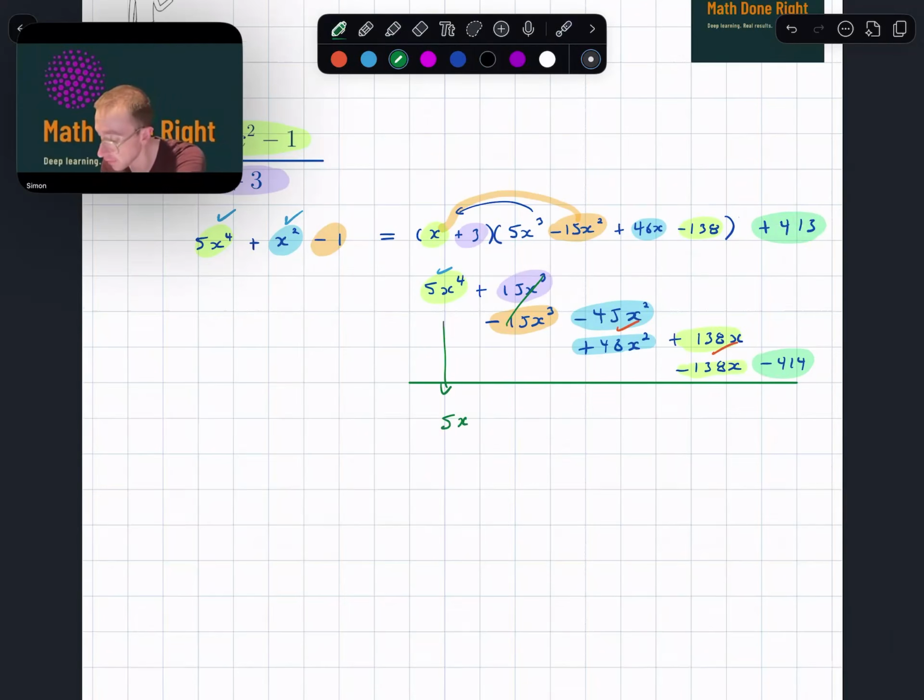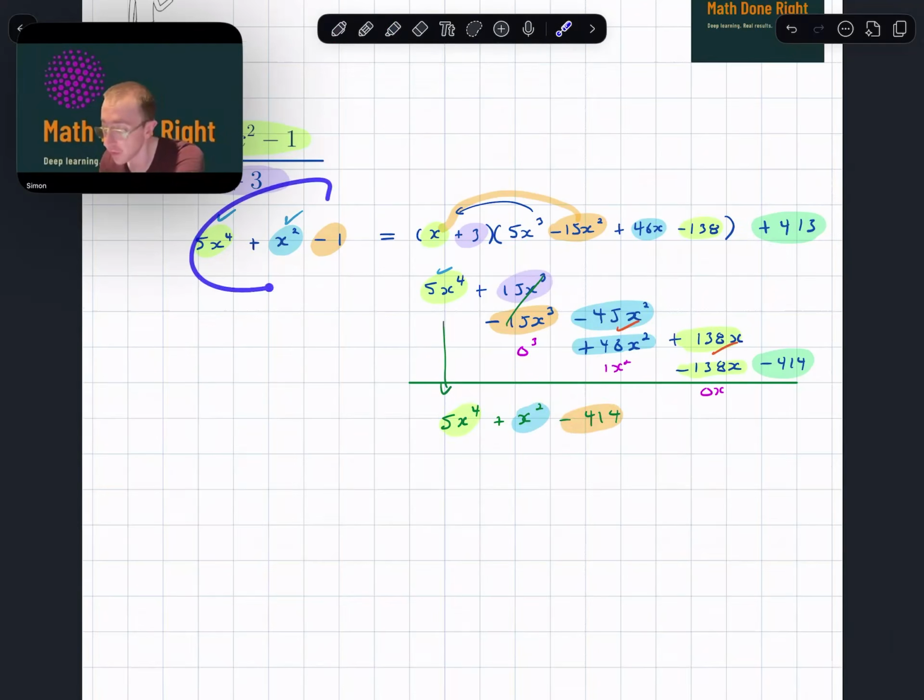We're going to have 5x to the 4 plus x squared minus 414, right? These canceled to 0x cubed. This was 1x squared. This was 0x. And then we have the 414. If we want a constant term of negative 1 and we have negative 414, we have to add positive 413 to get that. And that's why the remainder is 413.